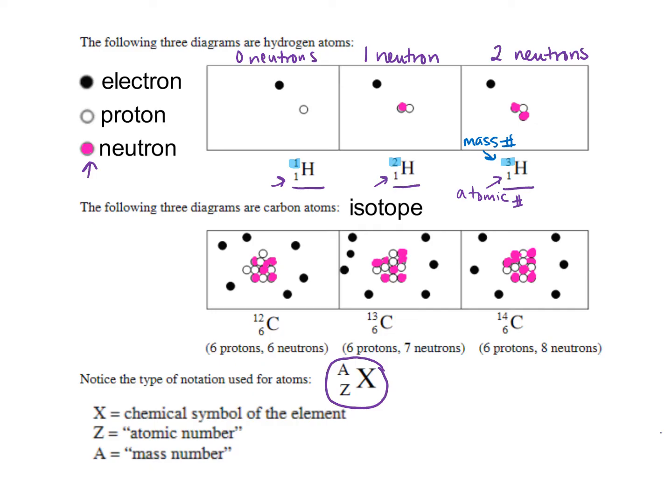On the bottom of the screen, we see a second example looking at 3 isotopes of carbon. Again, we see that that atomic number of 6 protons each is going to stay the same, but as we increase in the number of neutrons in the isotope, then that mass number, that top number, is increasing respectively to how many neutrons are added to the atom.